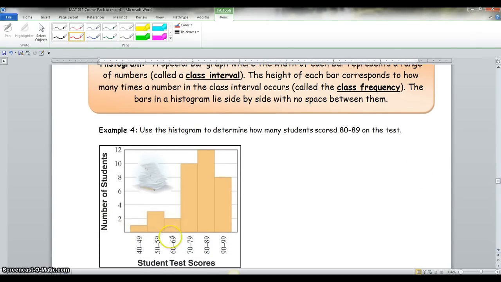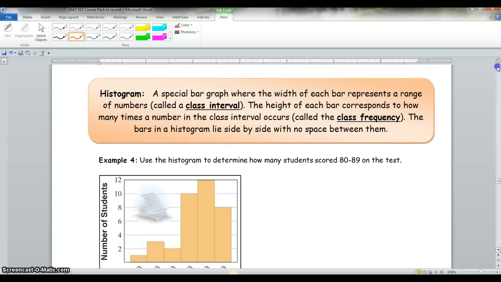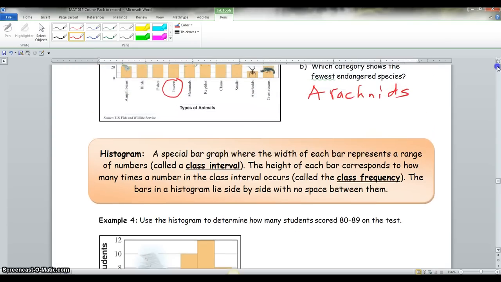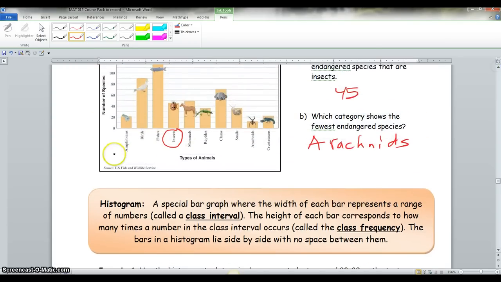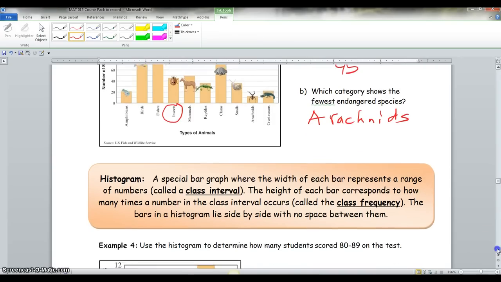It looks almost like a bar graph. However, remember, it represents class intervals here on your x-axis. Let's compare this to the bar graph. With the bar graph, if you notice, each bar represents a singular term. Even though this is plural, it's still a single term, like birds, fishes. It's not fishes to insects for this bar. And they're not connected like the histogram is.